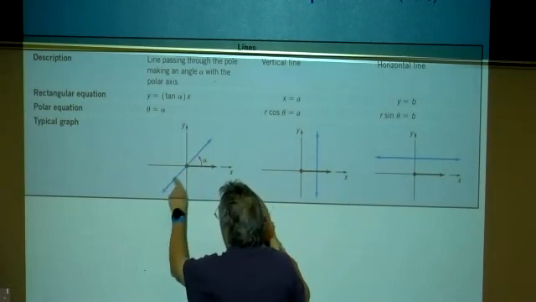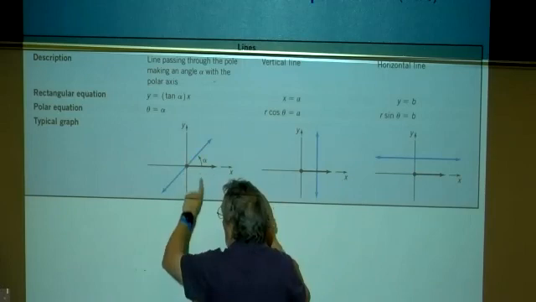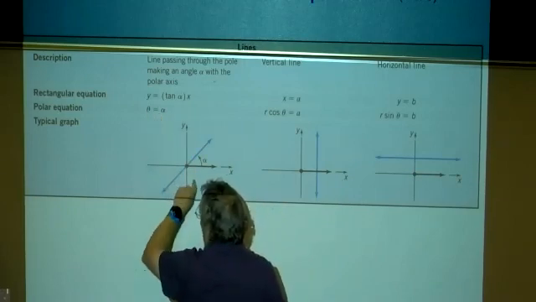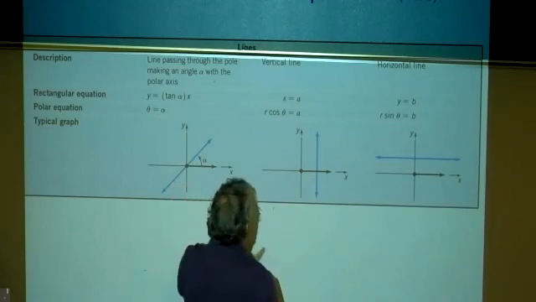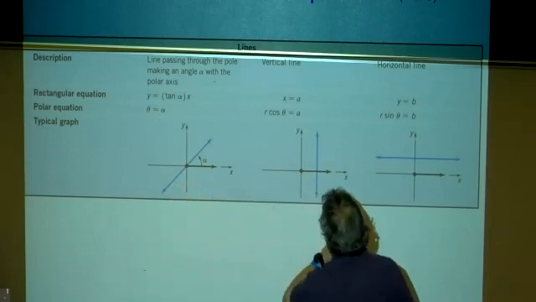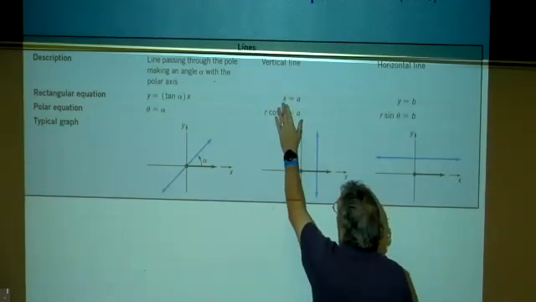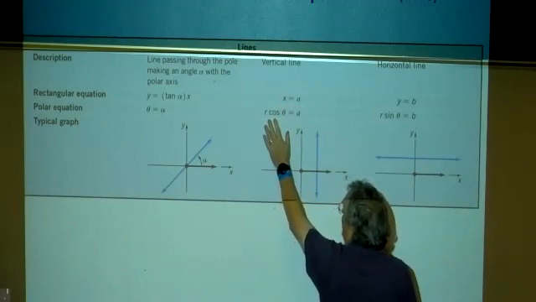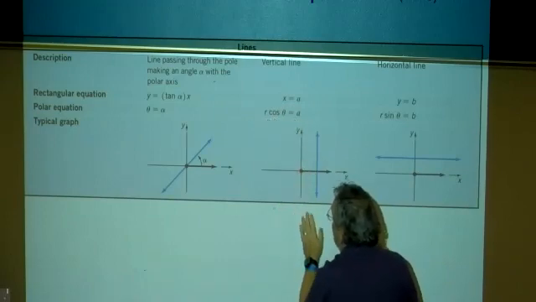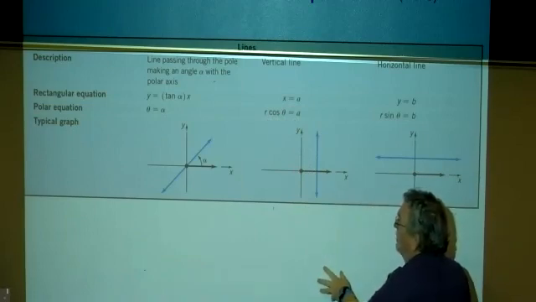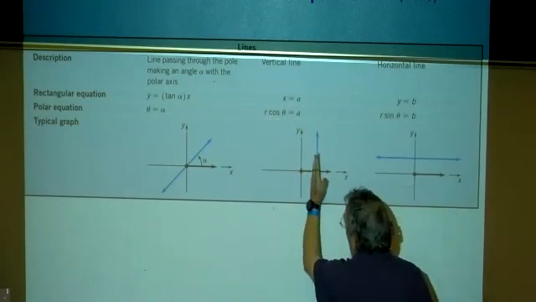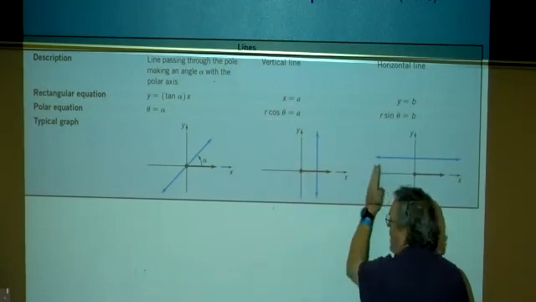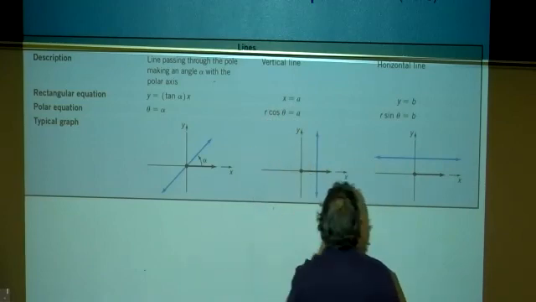And so that gives us all the lines that go through the pole. It's just theta equals whatever angle we're talking about. And for vertical lines, it'll be x equals a, then r cosine theta equals a gives us vertical lines. Whatever r is tells you how close to the pole you are. If r is positive, it's this way, and if r is negative, it's that way.